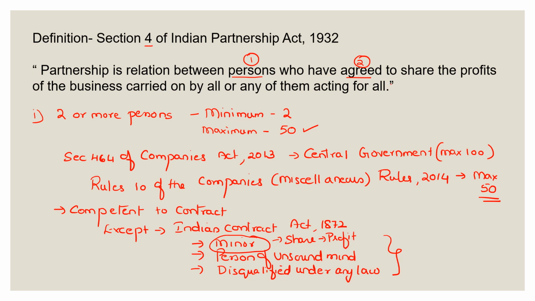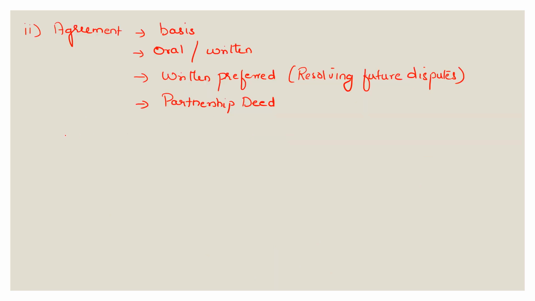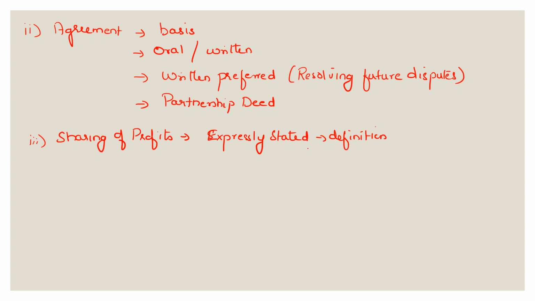Then as we move further, we see that they have agreed to share the profits. So the next feature we can say is the sharing of profits. When people come together to enter into partnership, they have agreed that they will share the profits. So sharing of profits is expressly stated in the definition. In the definition, you find the term sharing of profits.